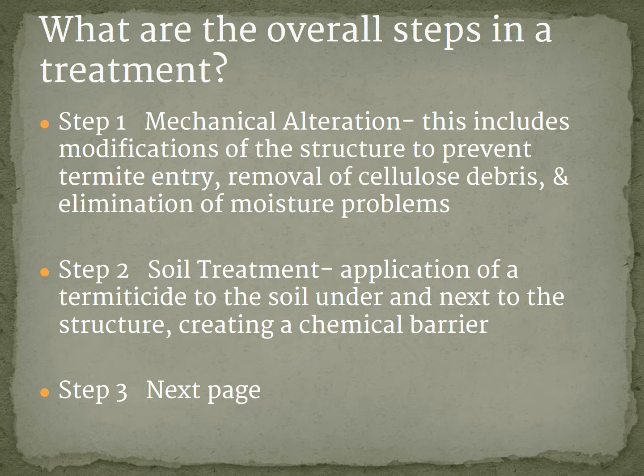Step two, we're going to look at a soil treatment, which is the application of a termiticide to the soil under and next to the structure, creating a chemical barrier. As you can imagine, a lot of companies have different ideas of what they call this. Some call it a complete termite job. You've probably heard the term perimeter plus.